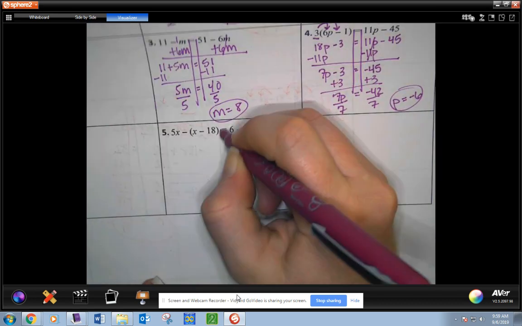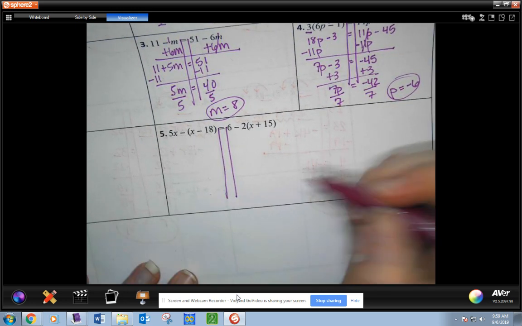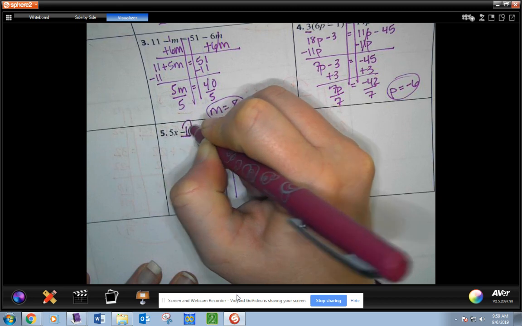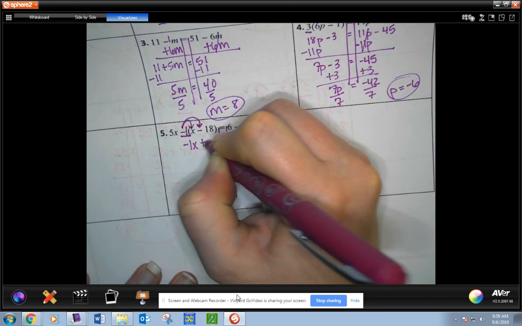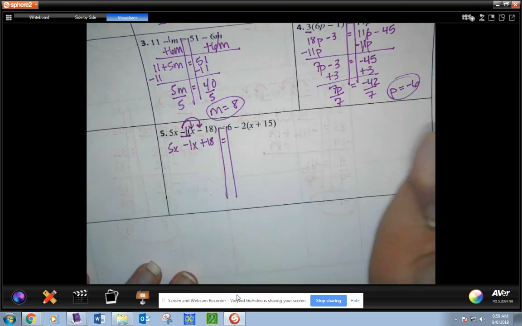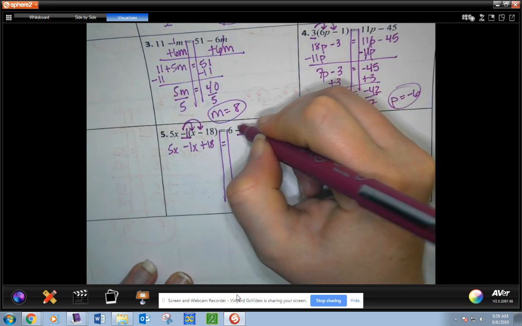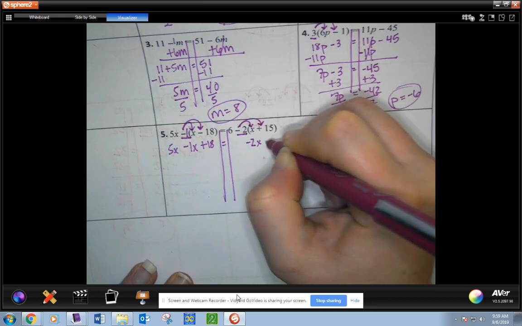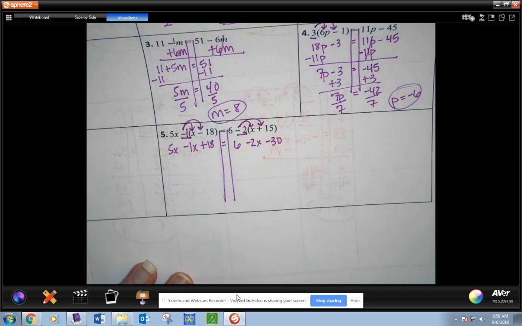Okay, the last example. Okay, step 1 says to distribute. Well, the number directly in front of this parentheses is a negative 1. So negative 1 times x is negative 1x, and negative 1 times negative 18 is a positive 18. And then I just bring down 5x, bring down my equals. On this side, the number directly in front of the parentheses is negative 2. So negative 2 times x is negative 2x, and negative 2 times 15 is negative 30. And then I bring down the 6 because I haven't done anything with it.